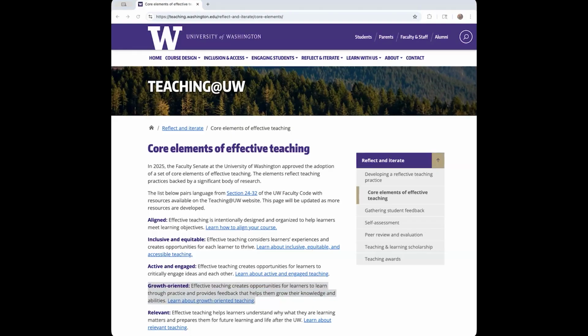Growth-oriented teaching helps students adopt a growth mindset, which prepares them for the struggle that's a necessary part of learning. Students with a growth mindset recognize that their abilities are not predetermined or fixed, but can actually be developed over time. And a teaching approach that offers students opportunities to practice and provides students with meaningful feedback helps students see mistakes as opportunities to grow and helps foster resilience. And that's what our panelists are going to talk about today.